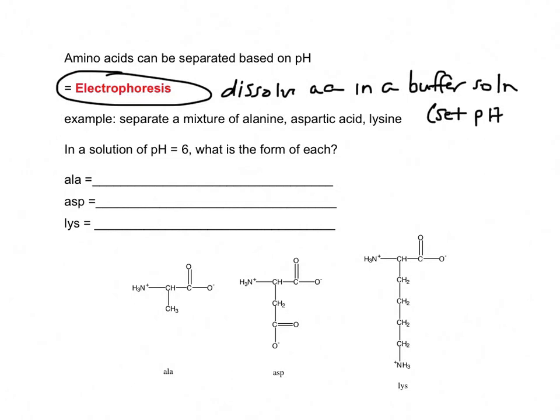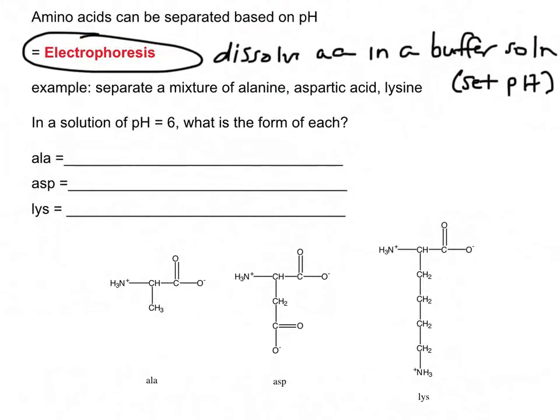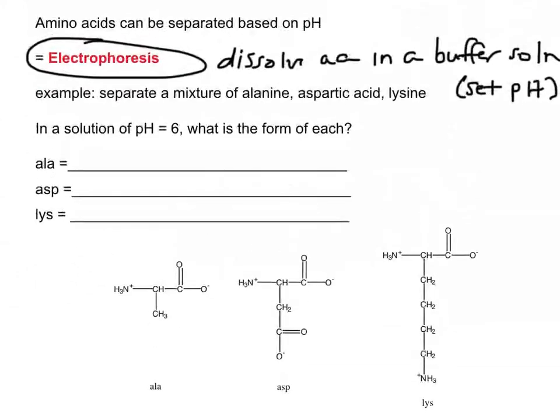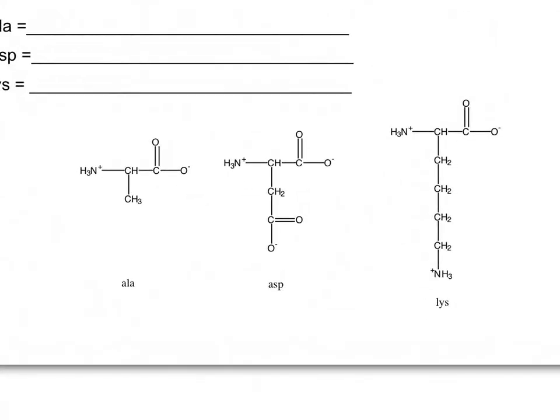And you take a look at the form of the amino acid at that pH. Then you'll see that you could separate them. So let's say I had a mixture of alanine, aspartic acid, and lysine. I have got the pictures of alanine, aspartic acid, and lysine right there. Let's expand them up just a little bit. There they are. And we're doing this, by the way, at pH 6.